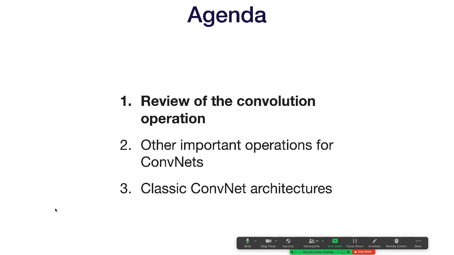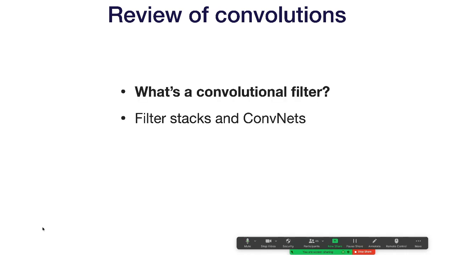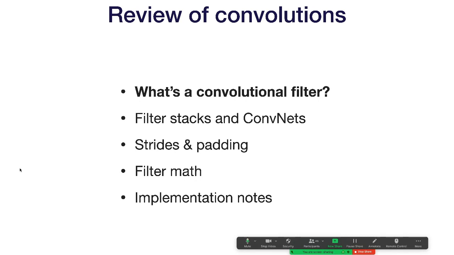And then in the next part of the lecture, Sergey is going to talk about computer vision applications, and we'll go into more detail about other neural net architectures. So to review, first question we'll cover is, what's a convolutional filter? And then we'll talk about stacking convolutional filters and using these stacks to make up ConvNets. And then we'll talk about strides and padding. And we'll touch a little bit on filter math. And then finally, we'll give a couple of brief notes on how these things are implemented in the libraries that you'll be using.